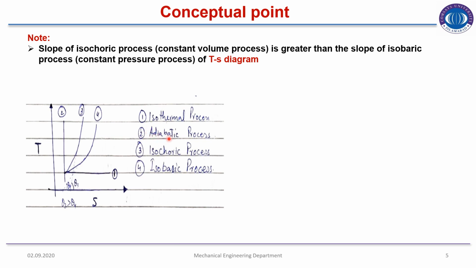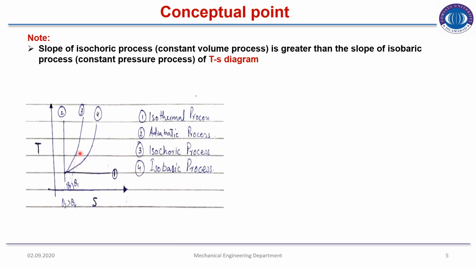Process 2 is the adiabatic process. For a reversible adiabatic process, it is also an isentropic process. So it is a straight line parallel to the y-axis at which the value of entropy is constant. That is an adiabatic process, a straight line parallel to the y-axis. As both isothermal and adiabatic processes are straight lines, they are easy to distinguish.